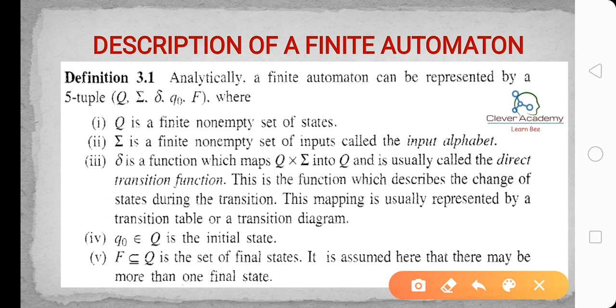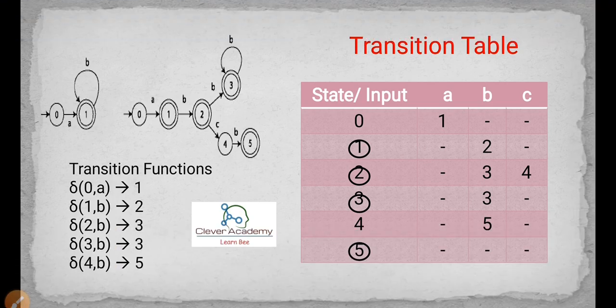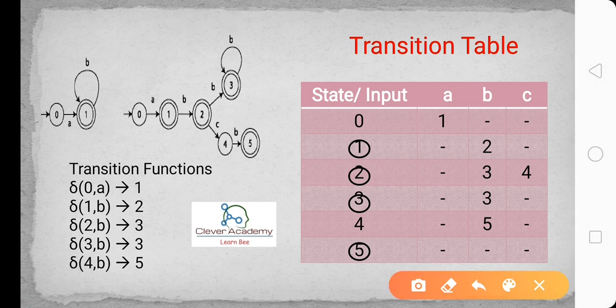The first one, you need to have a finite set of states. Second, a finite non-empty set of input symbols, and you should have a transition function. You need an initial state, and you need the final states. These are the 5 tuples. Now we'll go through an example, where we can see the transition function, with all the 5 representations we specified.